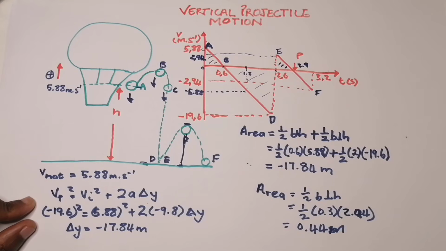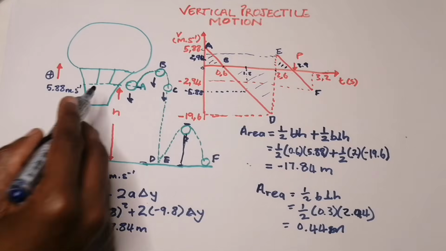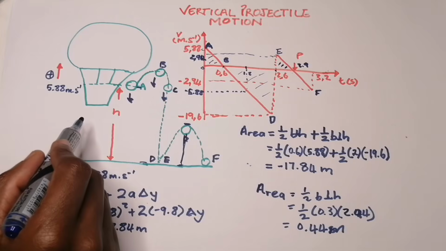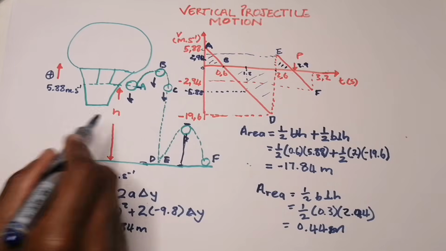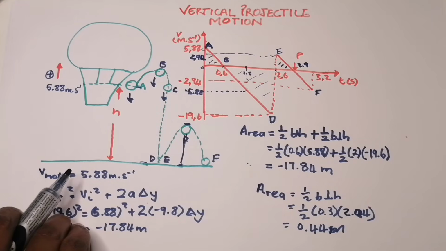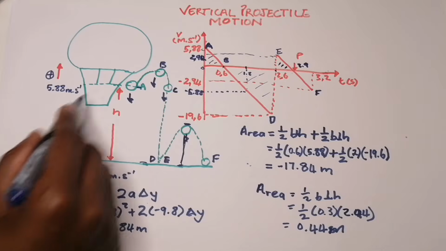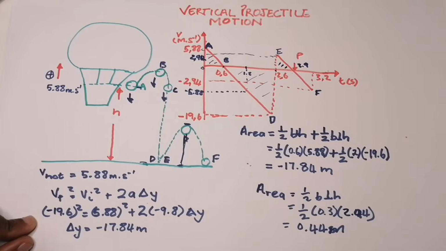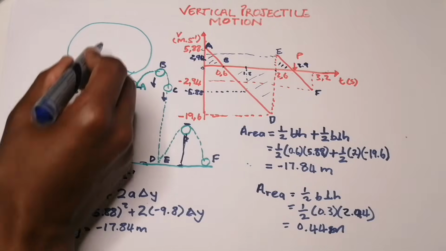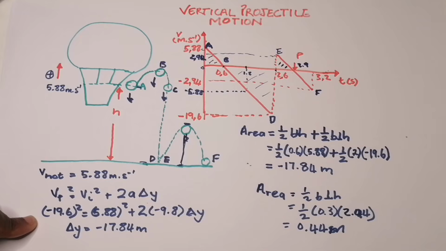So I want you to keep in mind that the hot air balloon is not under free fall. It's not a projectile. It's not under projectile motion, right? Why is that? Because gravity is not the only force that's acting. So it has an acceleration of 0. Why do I say acceleration of 0? Because it is moving at a constant speed.